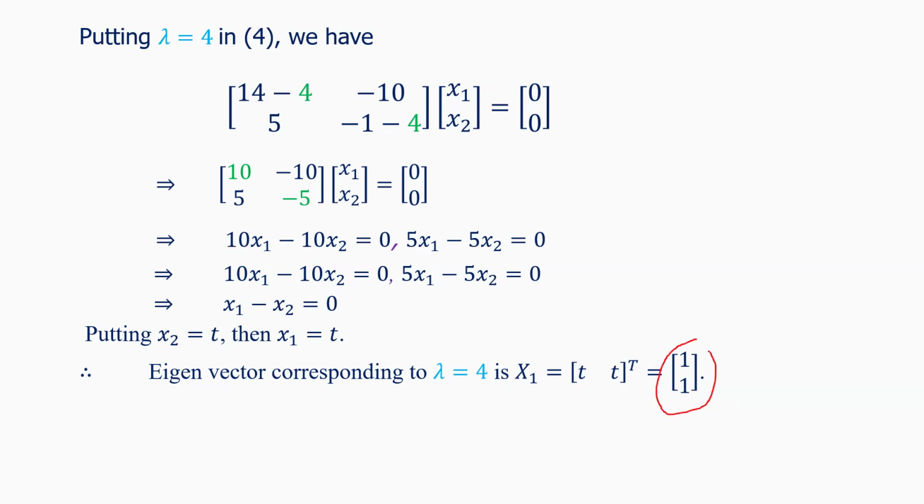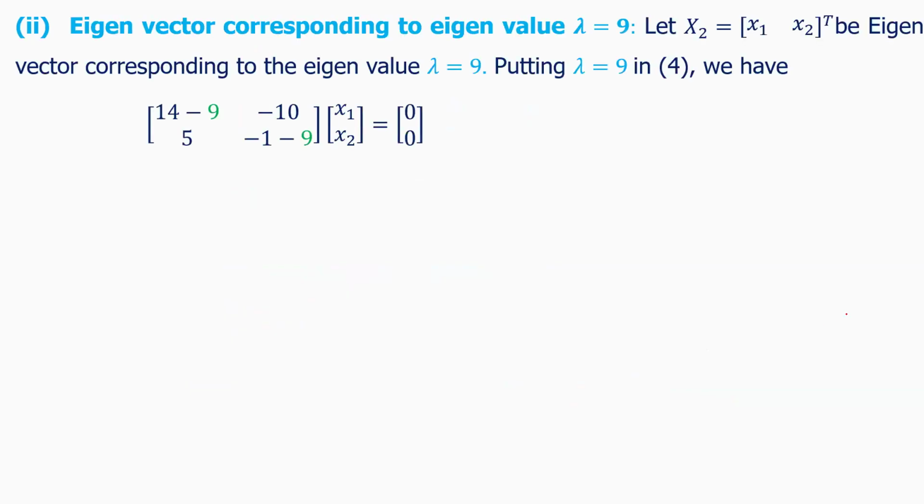Now let us take the second part, the eigenvector corresponding to the eigenvalue lambda equal to 9. Let x2, which is equal to (x1, x2) transpose, be the eigenvector corresponding to the eigenvalue lambda equal to 9. Then putting lambda equal to 9 in equation number 4, 14 minus lambda becomes 14 minus 9, and minus 1 minus lambda becomes minus 1 minus 9. Simplifying, 14 minus 9 is 5, and minus 1 minus 9 is minus 10.